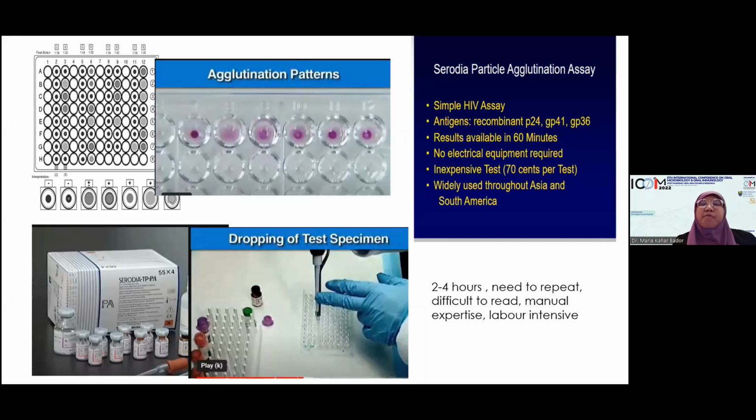So the problem is that because it's manual, sometimes there are issues that we have to repeat it. And as you can see, this is how you have to interpret it, and it's not that easy. It needs some sort of expertise. It is pretty labor intensive. Now, these tests are actually still being used by KKM. As of yesterday, I checked, they still have it in the algorithm. We don't anymore.